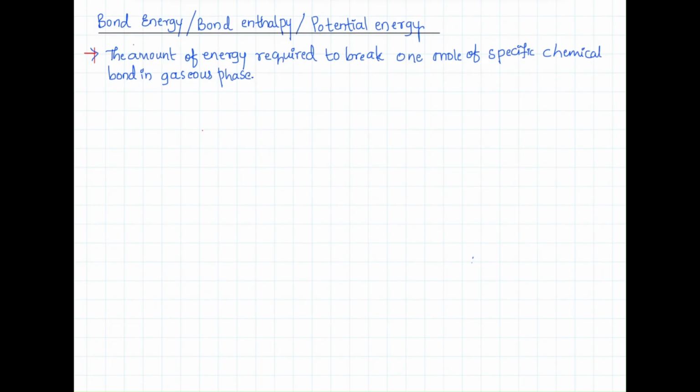Any chemical bond means it may be an ionic bond, it may be covalent, it may be van der Waals forces of attraction. Bond energy is the amount of energy required to break 1 mole of a specific chemical bond, either a C-H bond, or a C-I bond, or Na plus and Cl minus, where the ionization energy is also called bond energy. In an ionic compound, we call it ionization energy. In organic chemistry, we call it bond energy.